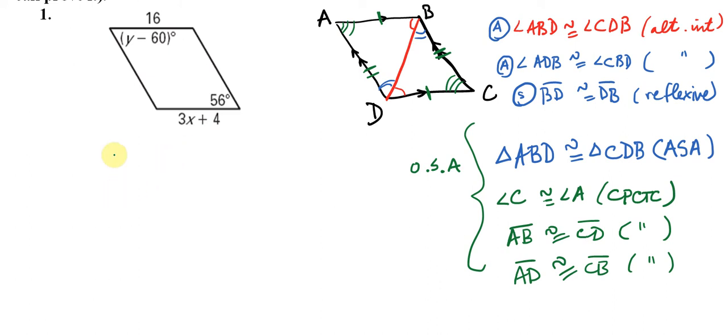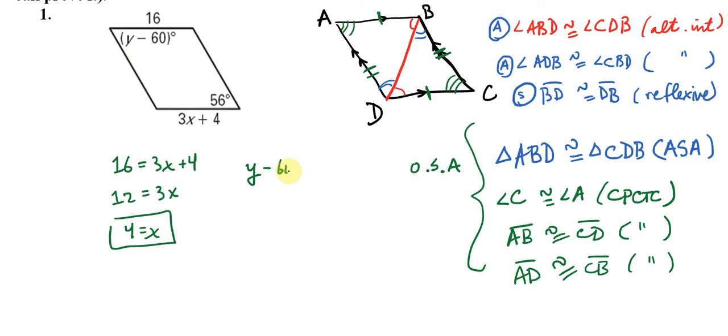So with that in mind, we can go back to the problem and solve. Now we can say definitively that 16 is equal to 3x plus 4. Subtract 4 from both sides, you get 12. Divide by 3, you get x is equal to 4. Similarly, we can do the same thing with the angles. y minus 60 is equal to 56. Add 60 to both sides, and we get that y is equal to 116 degrees.